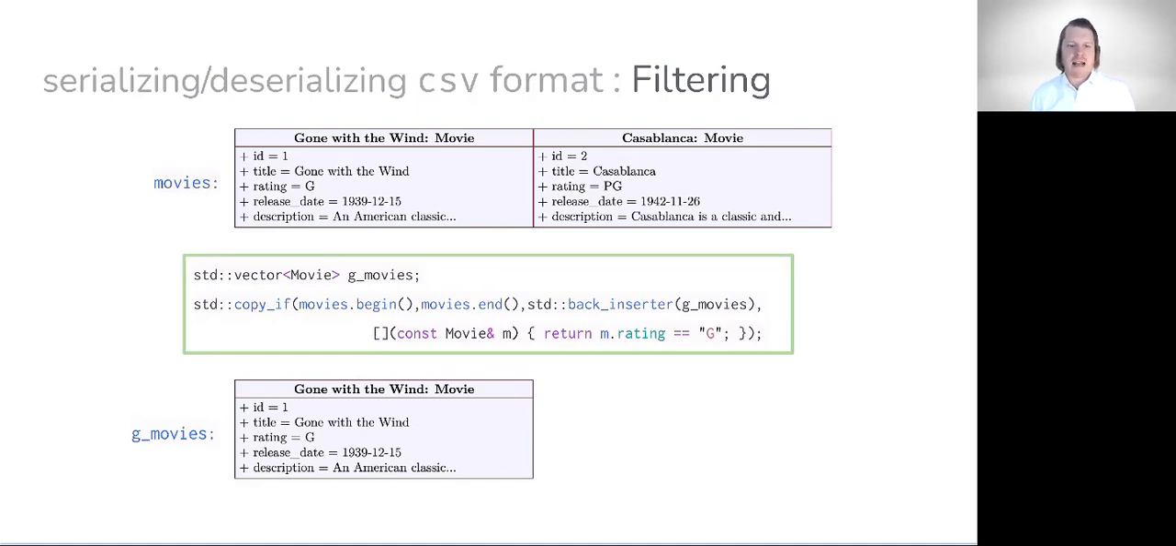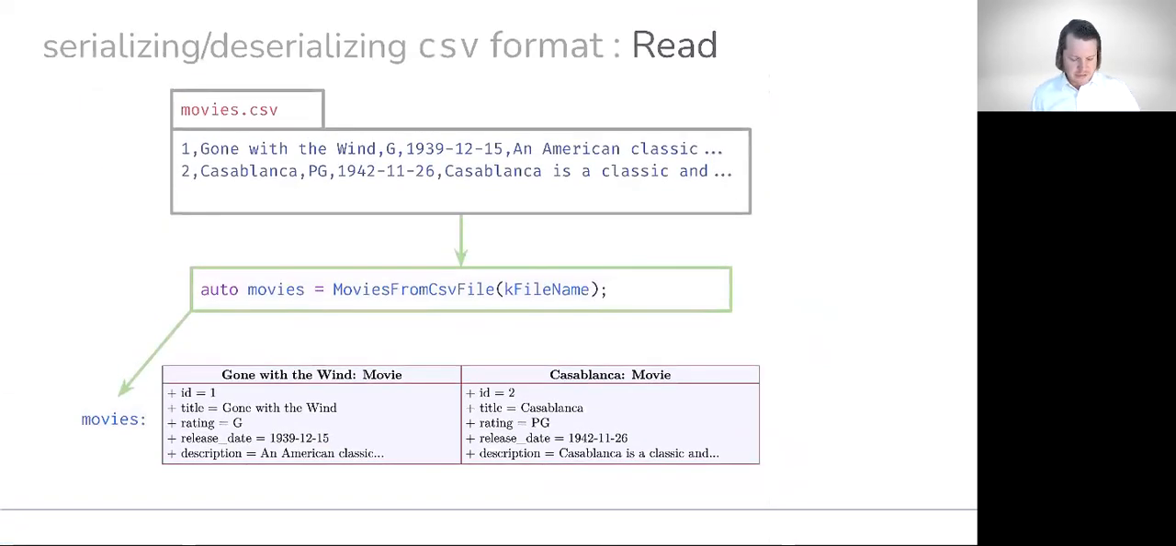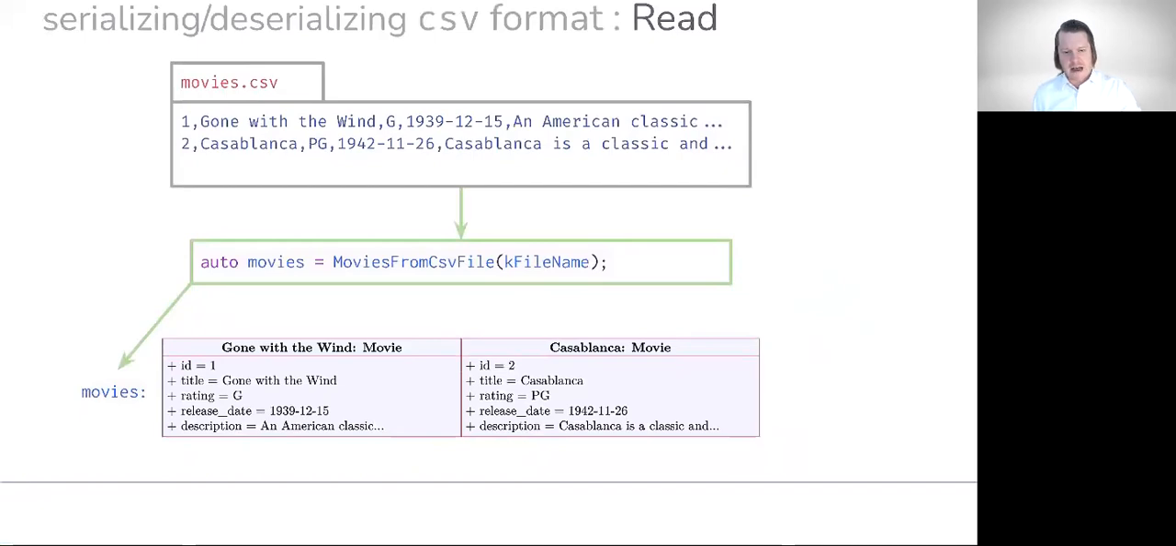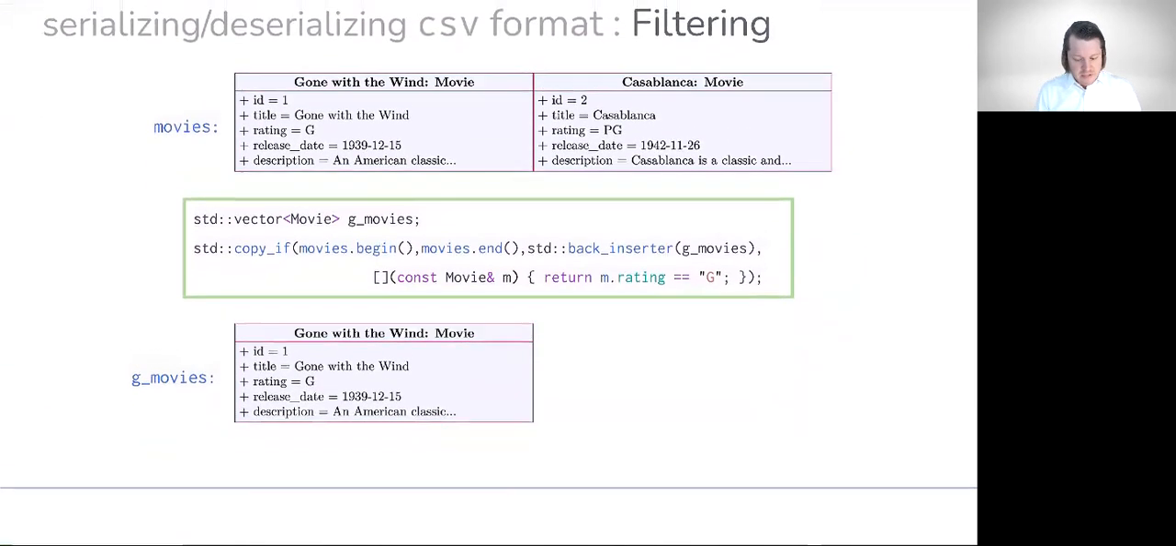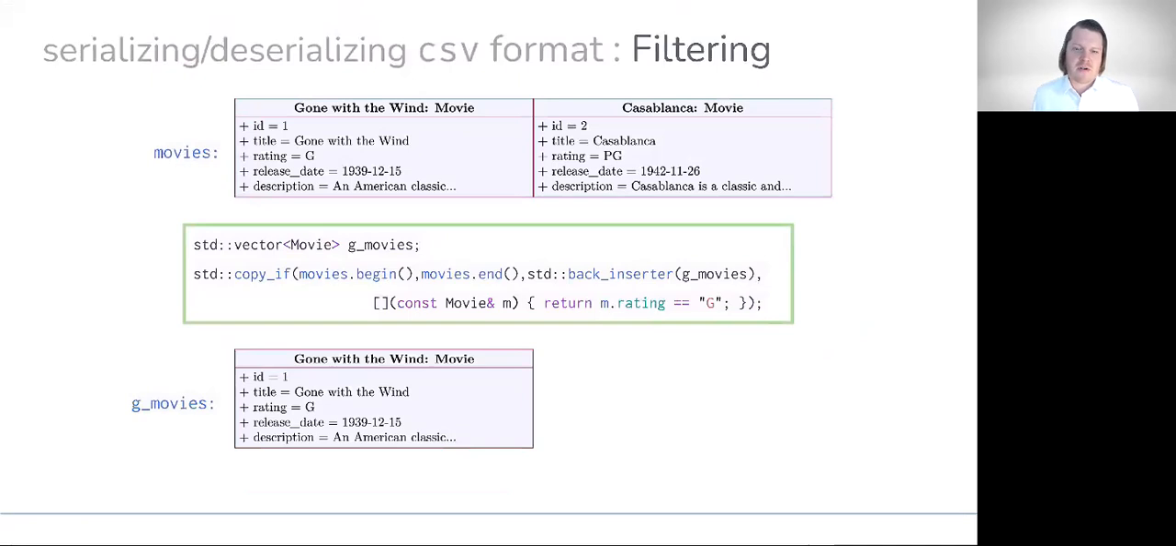But let's say we've read in a collection of movies, the Gone with the Wind and Casablanca from this CSV file. So we're now at this point. And let's say I'm curious, okay, we have this collection of movies and I want to have a subset of those movies. I want only the movies that are of the G rating. Maybe I'm watching a movie with a younger family member or something. So let's see what movies we have that meet this criteria.